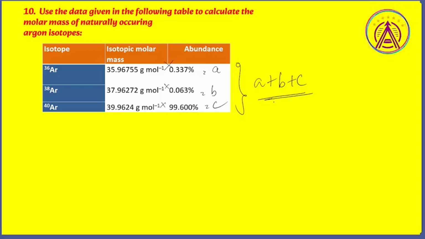When you're doing relative mass, that is when you divide it by 100. Don't get confused, because in the previous slide we calculated relative mass, while here we are calculating the molar mass. So when you calculate molar mass, you just do isotope into abundance for A, plus isotope into abundance for B, plus isotope into abundance for C.